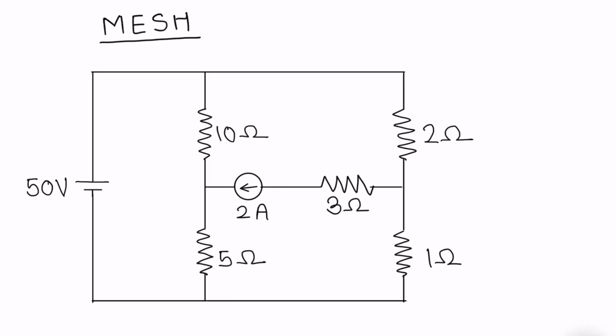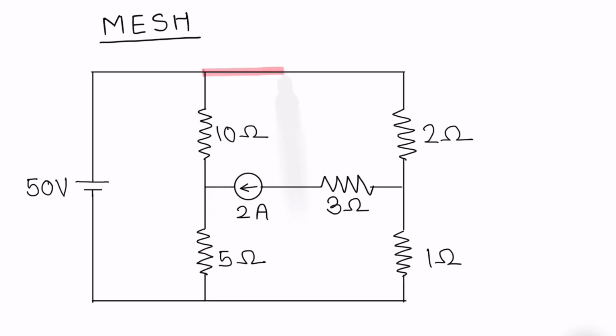Let us find out how many meshes are available in the given circuit. So mesh 1: 10 ohms, 5 ohms, 50 volt. The current that will flow through this mesh can be represented as I1.